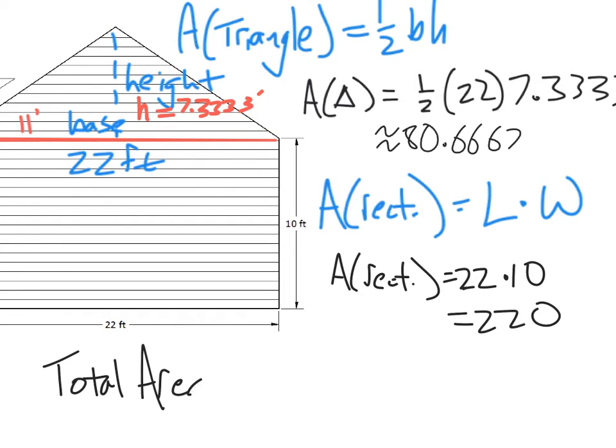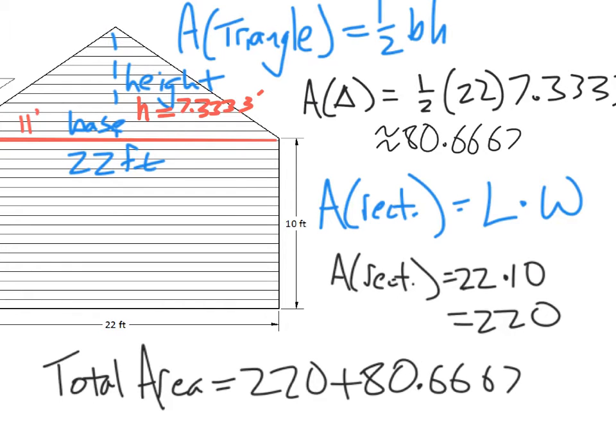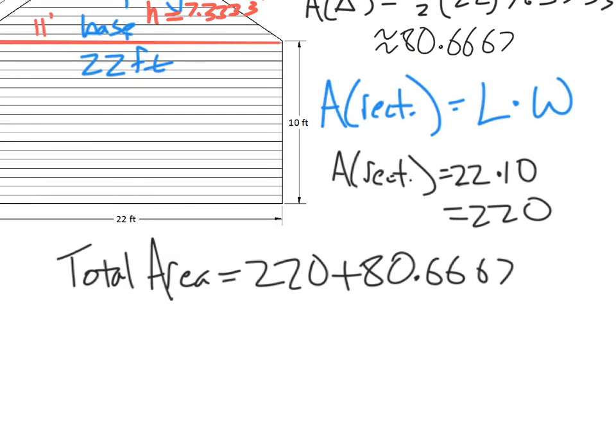Total area, we got to add those up. And so we have 220 plus 80.66. Now this was pretty nice. We didn't really need a calculator for that because 220 plus 80 is 300. So 300.66. And that is feet. Don't forget your units.